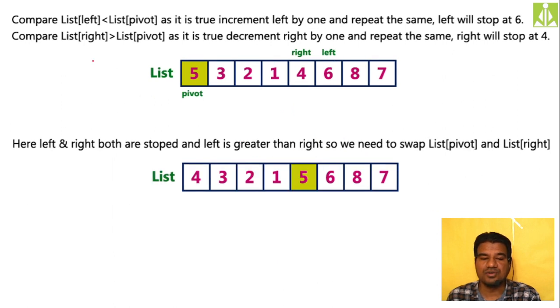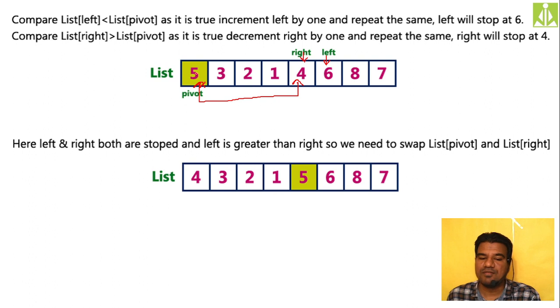So then what we have to do: left is stopped at 6 and right is stopped at 4. Both are stopped and left is greater than right. So we need to swap list of pivot and list of right. We are not doing anything with left, but we are swapping these two.